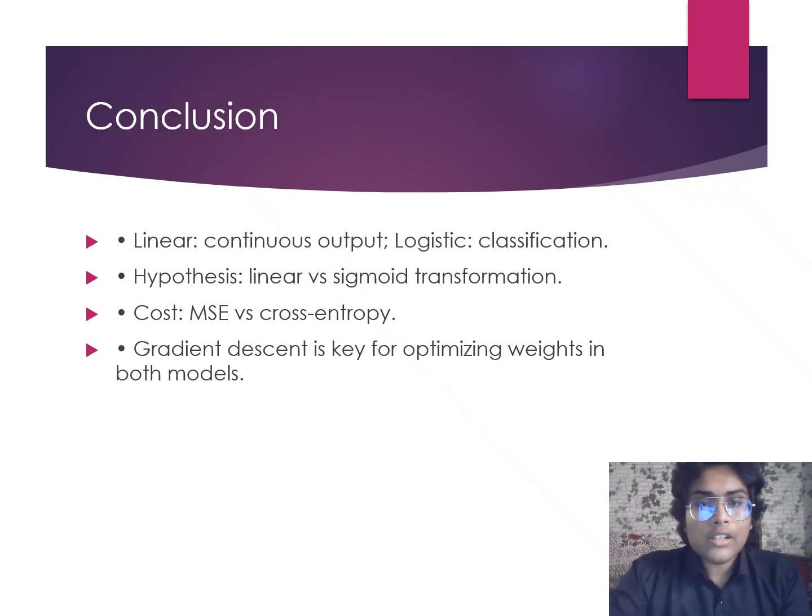So here is the conclusion: linear regression always gives continuous output, and logistic regression gives classification. Hypothesis: linear versus sigmoid transformation. Cost: MSE versus cross entropy. Gradient descent is key for optimizing weights in both models.